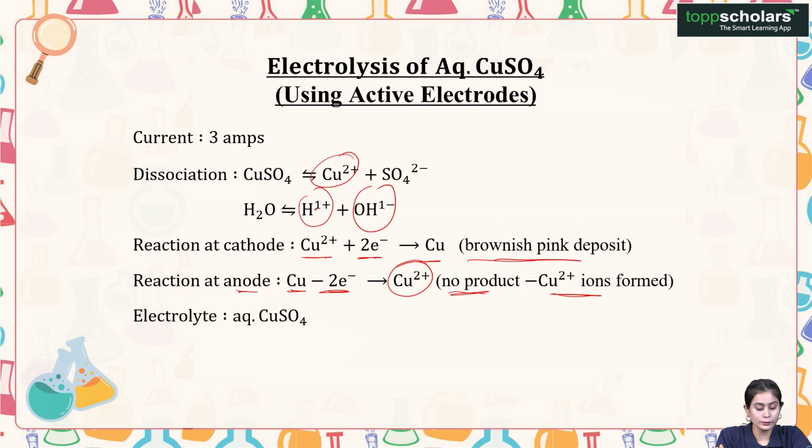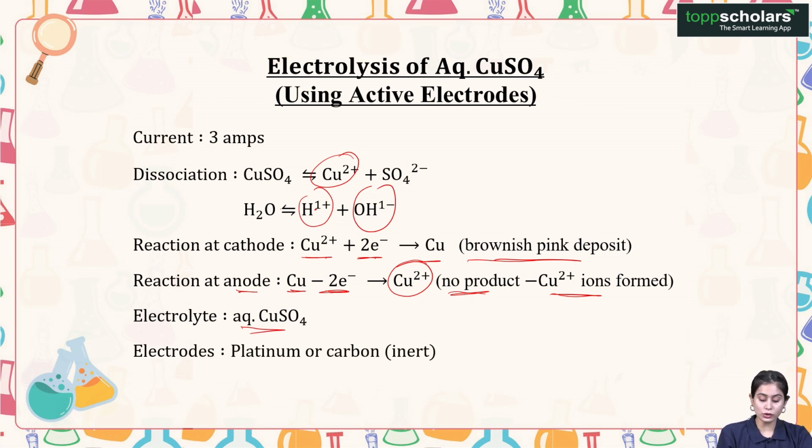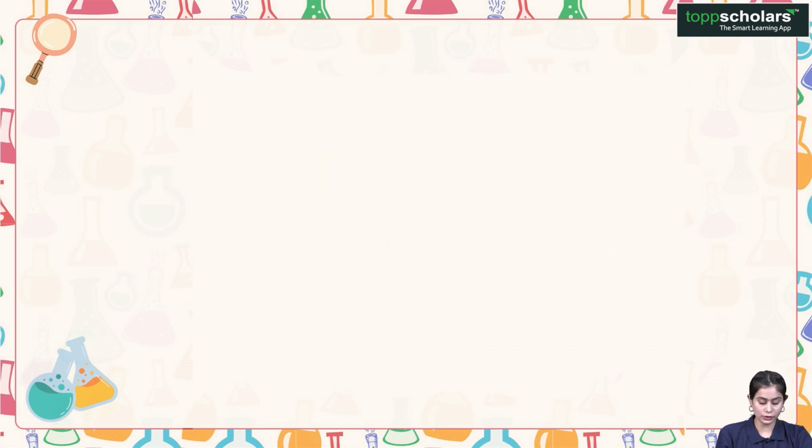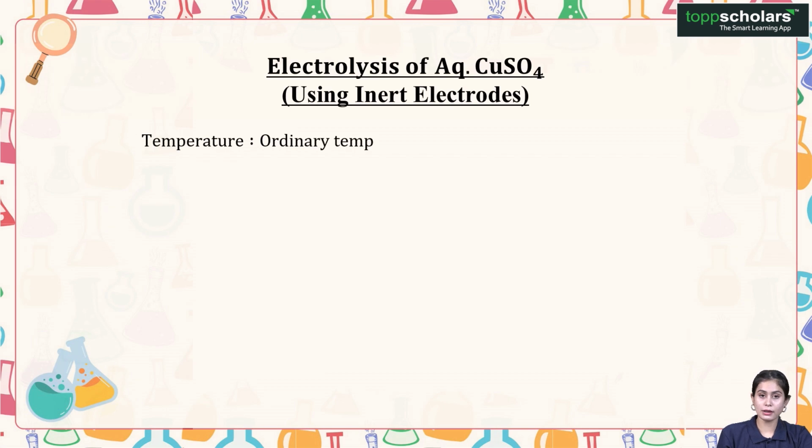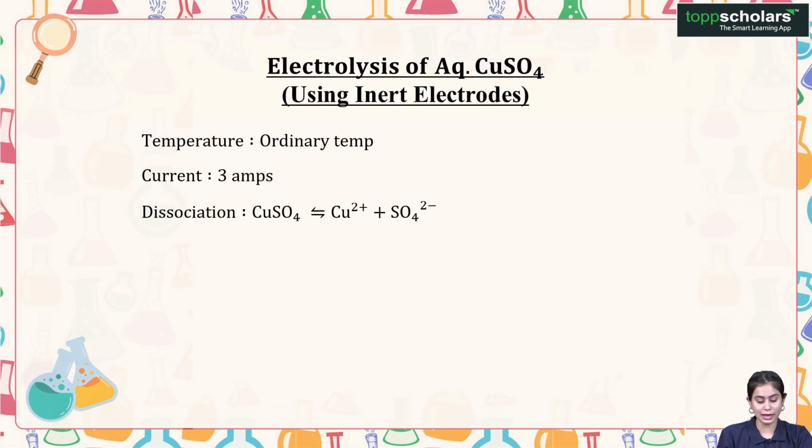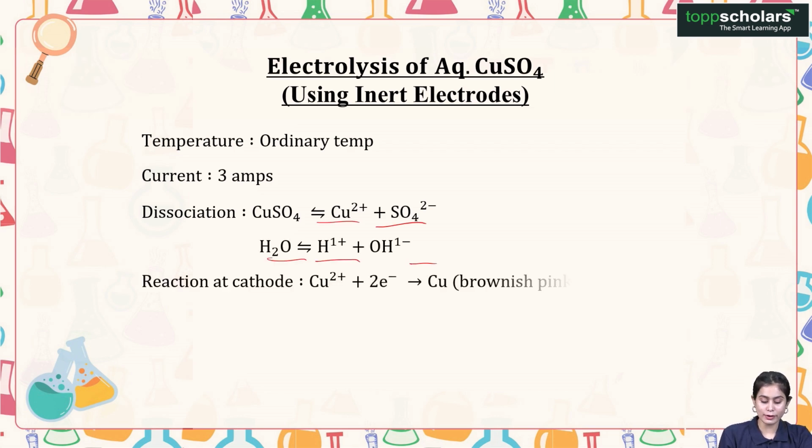Now let's move on. When we are using inert electrodes, the electrolyte is copper sulfate, same aqueous copper sulfate. The electrode here is platinum or carbon, which is inert. See the difference. Let's see the reaction then. Temperature will be ordinary, current same 3 amperes. Dissociation also same, Cu2+ and SO4 2-. H2O will form H+ and OH-.